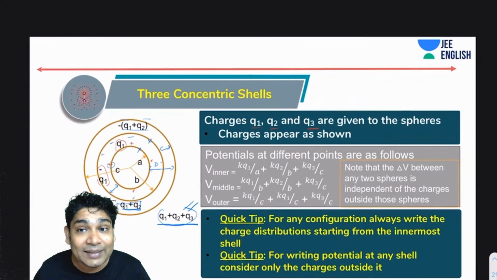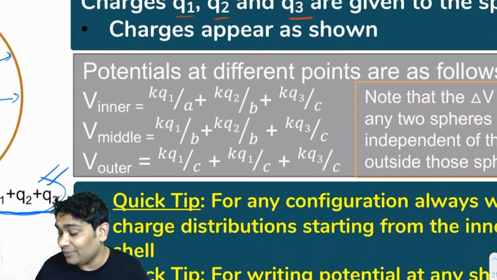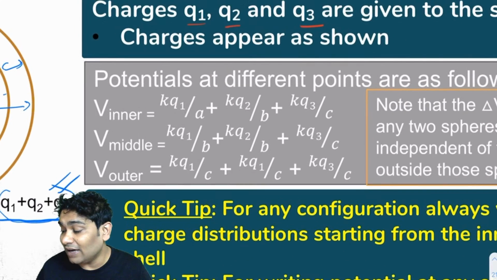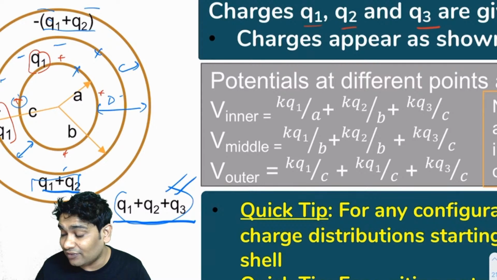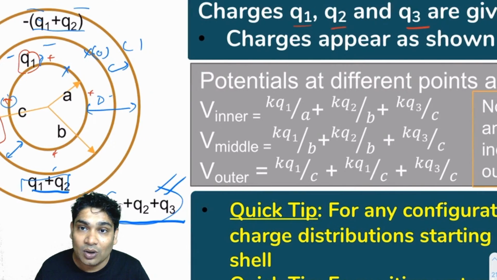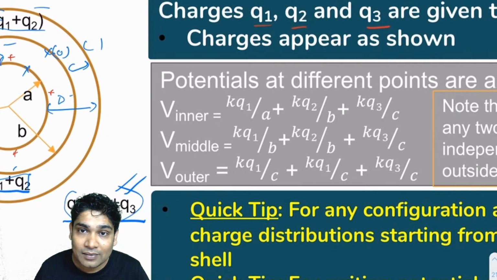Similarly, for writing the potential at any shell, consider only the charges outside. You will notice that for the inner one, you could have just written the charges which are outside of this. For this one, you can only write for charges due to here and charges here. All right, the middle one, and so on.